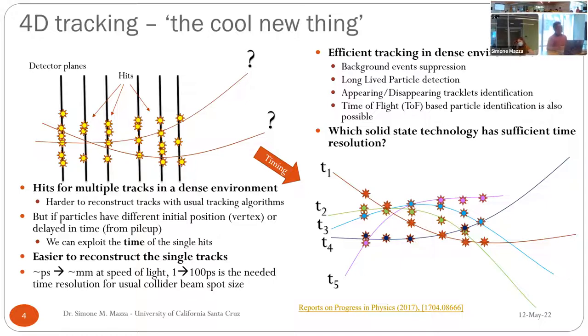But if you add an extra variable in your detector, which is time, then from the situation on the upper left, you go to the situation on the lower right, where each single point, on top of the position, also has an assigned time. And then you can detect whether particles come from the same vertex or two. If particles come from vertices that are 1 millimeter apart, then with picosecond time resolution, you can tell which comes first and which comes later, or you can definitely tell if particles come from other interactions, from out-of-time pileup or from a previous collision, et cetera.